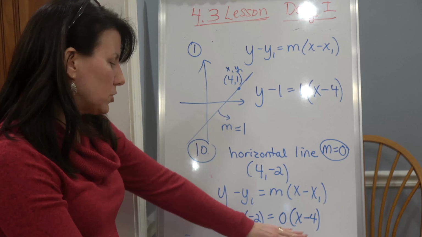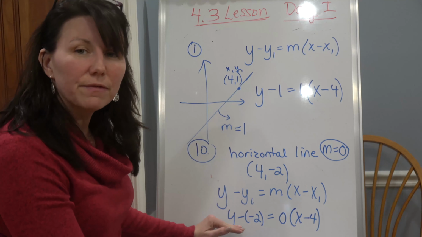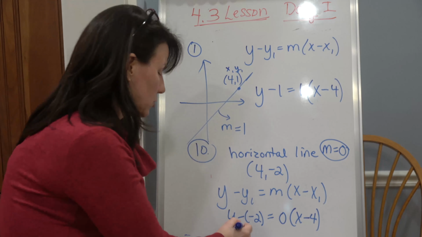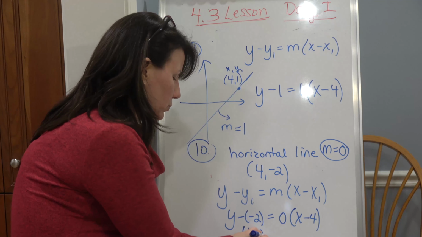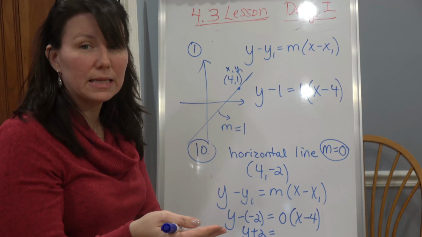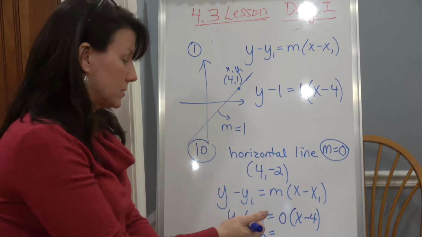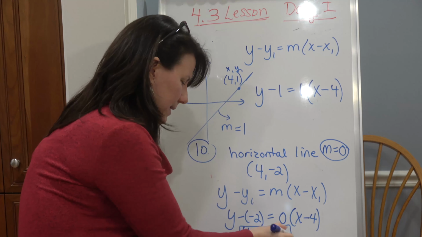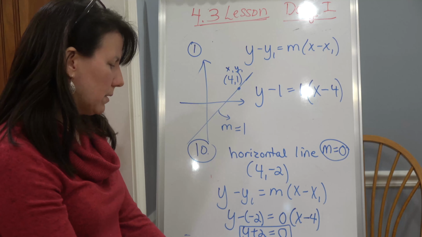Now at this point, I should do something here to simplify because I have x minus a negative, so that should become x plus 2 equals, the right side, 0 times anything is 0. So we should write it like this, x plus 2 equals 0.